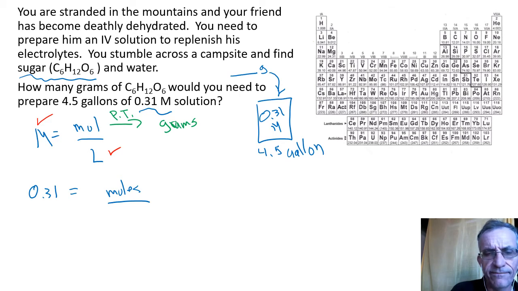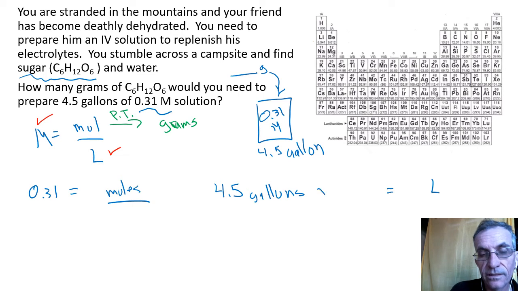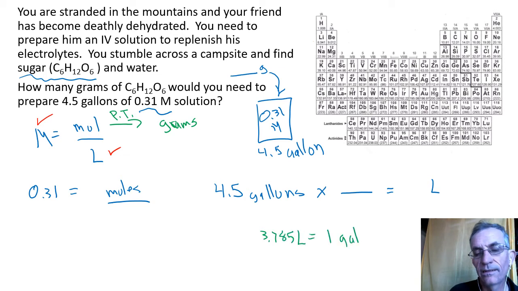Let's see, we'll do it over here. 4.5 gallons is what we have. We need to convert it to liters. The conversion factor, you could look it up on a handout from weeks ago. I'll just tell it to you, save you a little time. 3.785 liters is 1 gallon. Think about it. Gallons to liters: multiply by 3.785 or divide by 3.785? Multiply. You have to multiply.